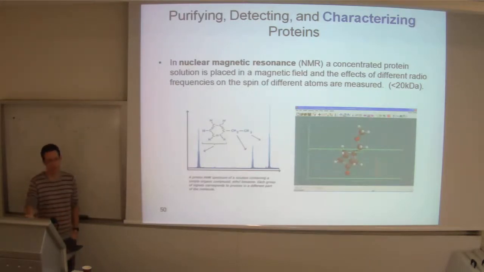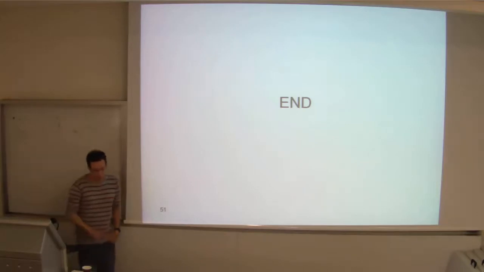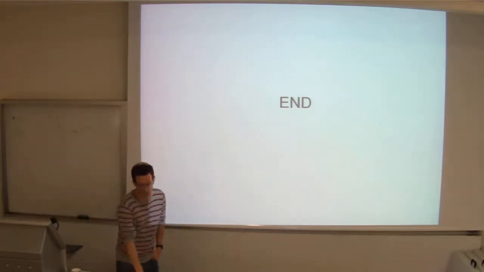And obviously, the advantage here is that you don't have to form the crystal, which is a very hard thing to do. But it's only true for small proteins. Okay. So this was crystallography and NMR. And that's about protein structure and function.